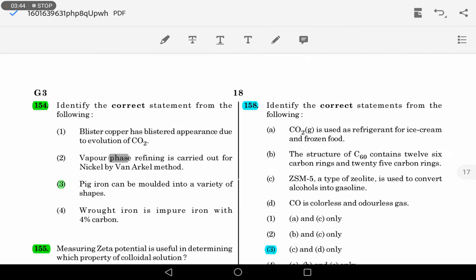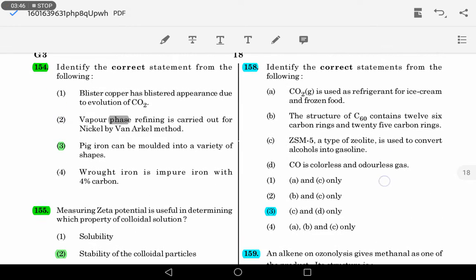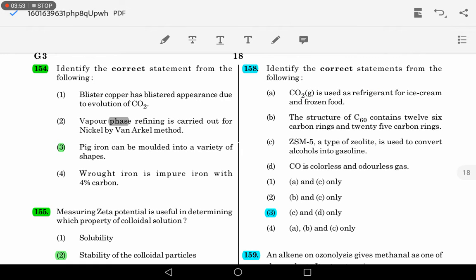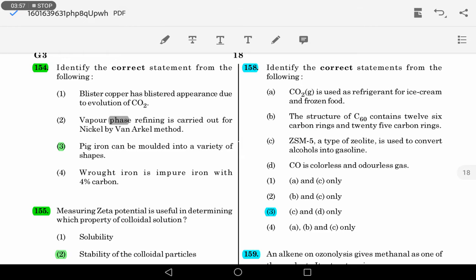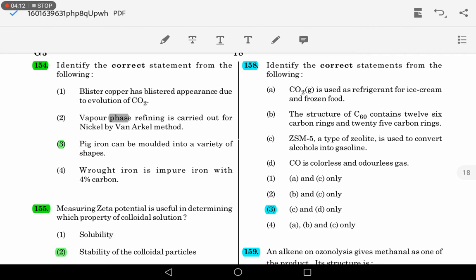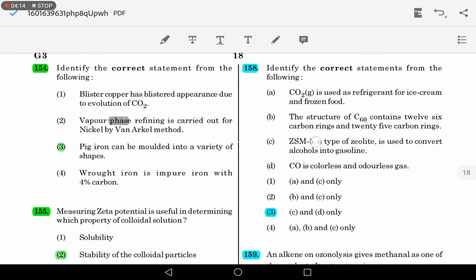So you could not even neglect the conceptual questions. Identify the correct statements from the following. CO2 is used as a refrigerant for ice cream and frozen food is a wrong statement, because CO2 in gaseous form cannot do it. CO2 in solid form does the job as dry ice. The structure of C60 contains 12 six-carbon rings and 25 carbon rings is also a wrong statement.